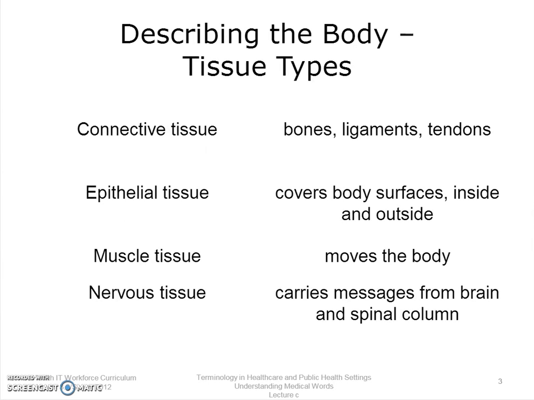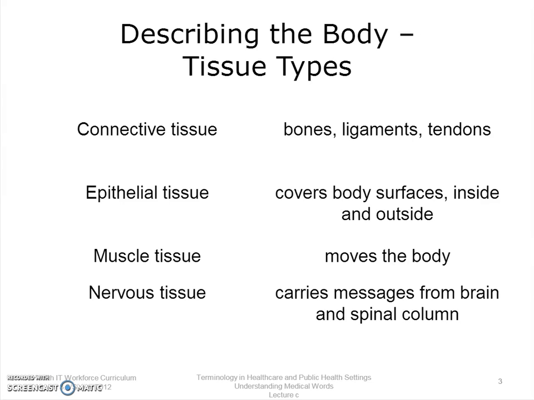The body is composed of different types of cells. The cells come together to form tissues. A tissue is formed when like cells are grouped together and function together to perform a specific activity. The body has 4 types of cells. Each cell type groups together to form a type of tissue. Connective tissue supports and protects the body structure. Bones, ligaments, and tendons are forms of connective tissue.